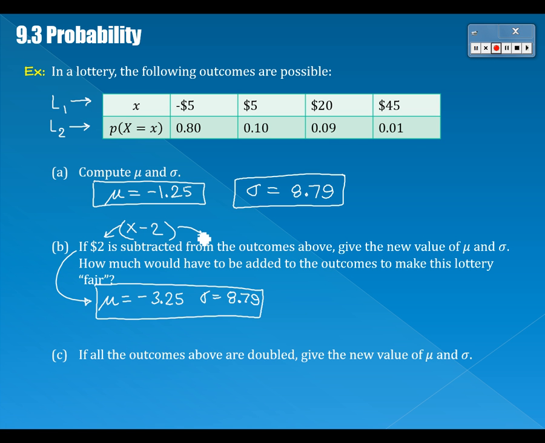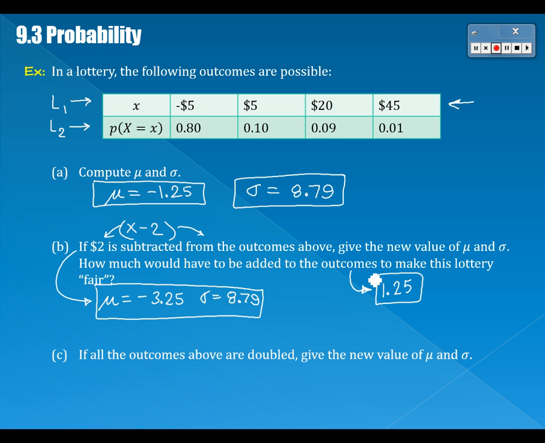What would it mean for this to be fair? I think we already discussed this earlier in this lesson. We would want the expected value to be 0. So what would we have to add to all the outcomes to make this lottery fair? In the lottery as originally written, the expected value was -$1.25. So if we add $1.25 to all the values in that table, then suddenly this is a fair lottery.